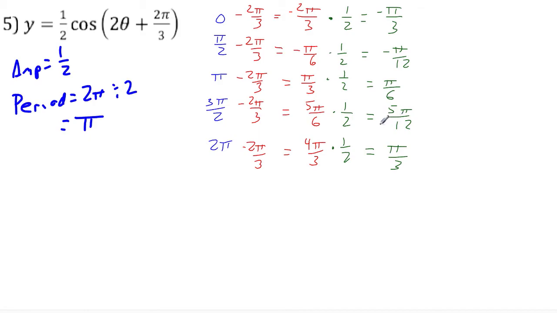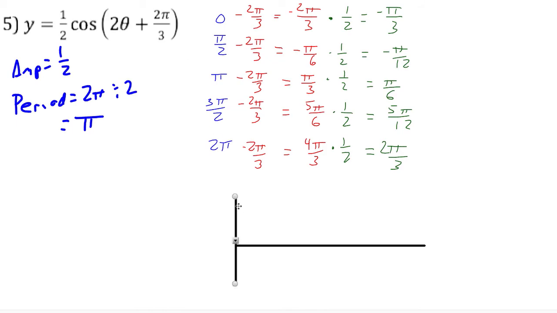So that shows me that I have that period of pi. Sorry, 2 pi over 3. That's going to give me the period pi. Woo, crisis averted. Okay. These are my x values.